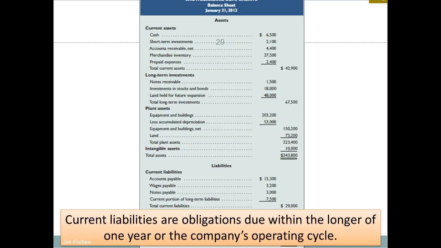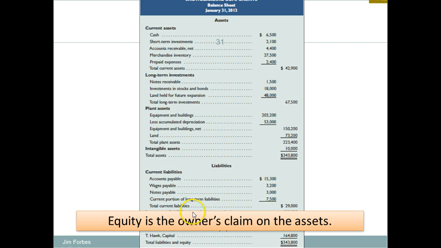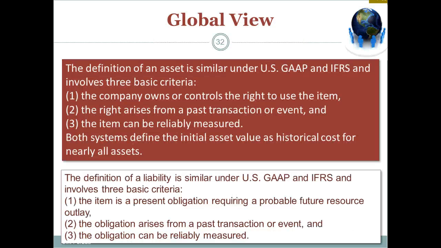Current liabilities, again, are obligations that are due within 1 year, and long-term liabilities will be over a year. That's the separation between the current and the long-term, the 1 year or a company's operating cycle. Equity is the owner's claim on the assets. This is a restatement of Chapter 1, literally.